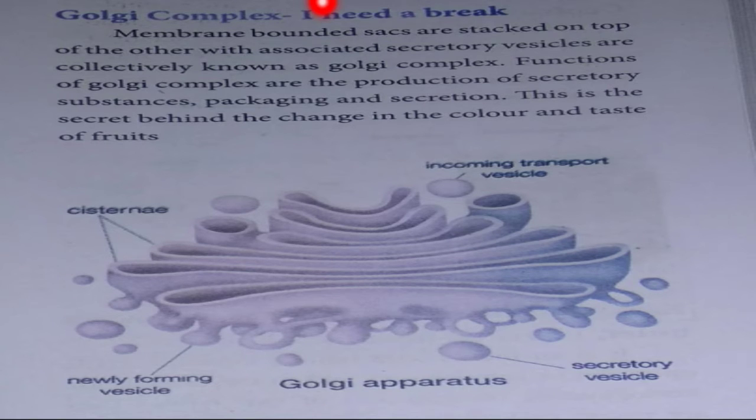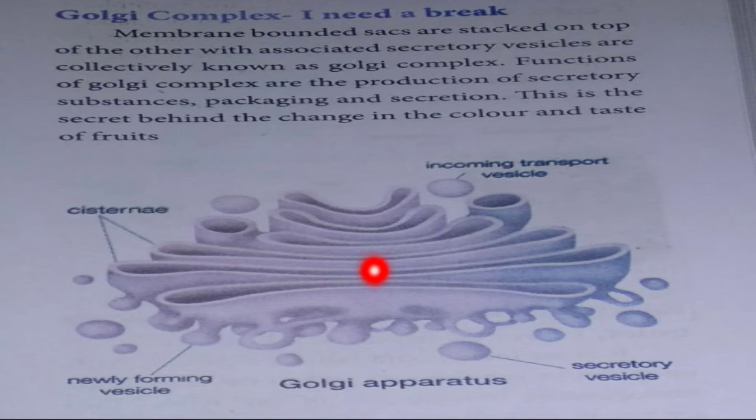Next topic is Golgi complex. Here see the structure. Golgi complex means these are membrane-bounded sac-like structures attached on top of the other, and the associated secretory vesicles are collectively known as Golgi complex. Functions are production of secretory substances, and packaging and secretion.